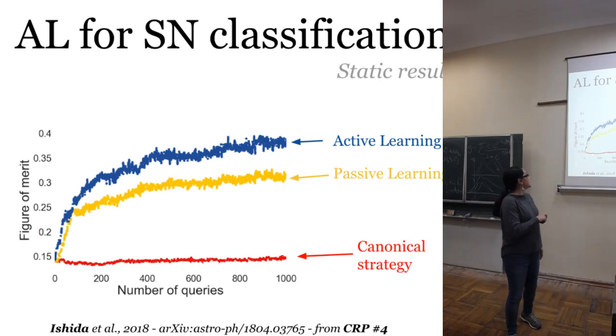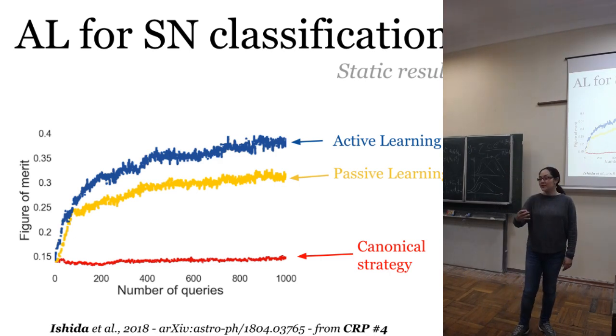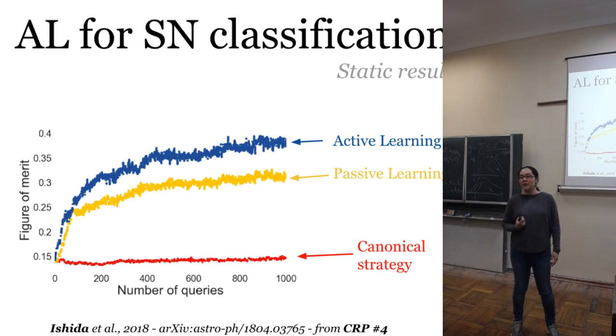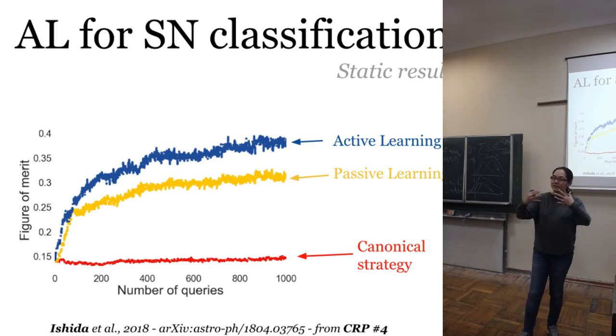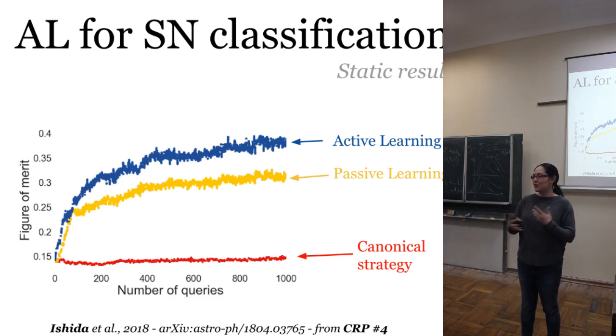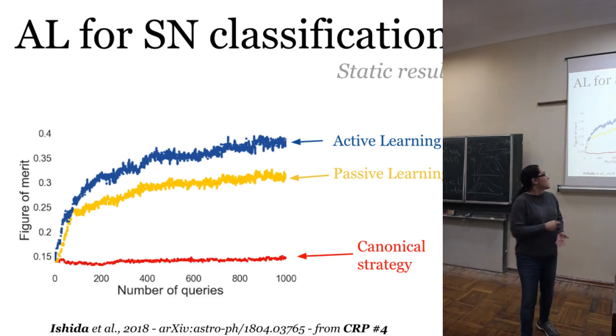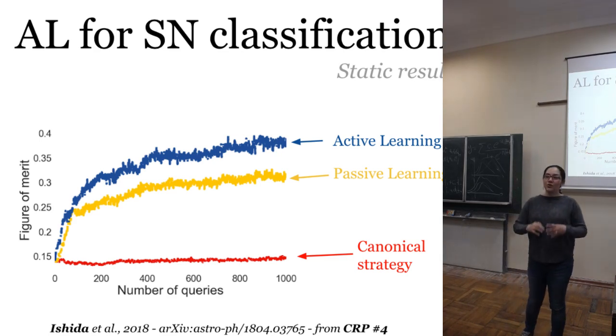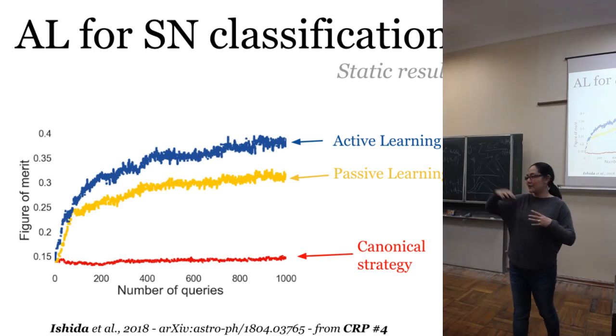So the figure of merit is what you have to optimize when you are doing supernova photometric classification. This is the number of queries, so the number of things you added to your training sample. You see that the canonical strategy basically doesn't do anything because you are adding data, but you are adding data from the same underlying distribution, so we actually don't add information. The yellow line is what happens when you take random samples from the photometric sample, right?